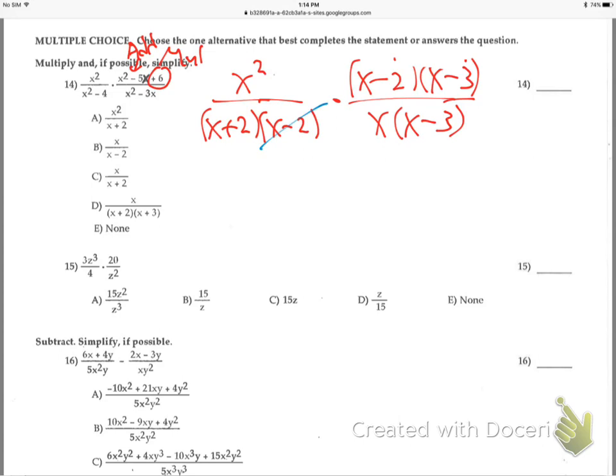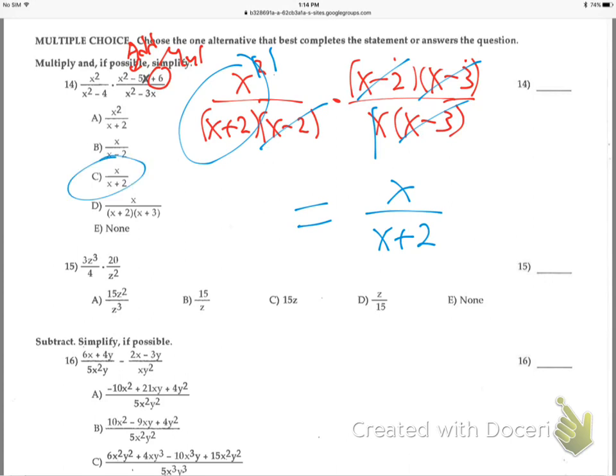So x minus 2, x minus 2, x minus 3, x minus 3. Anything else cancel? Everybody see this 1x will cancel, leaving 1x on the top. So we're left with x on the top, x plus 2 on the bottom. That's C. Good.